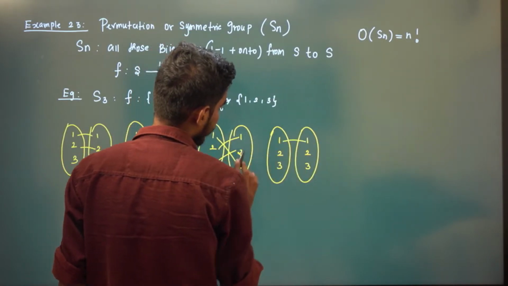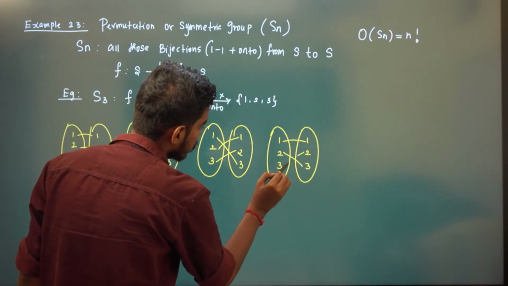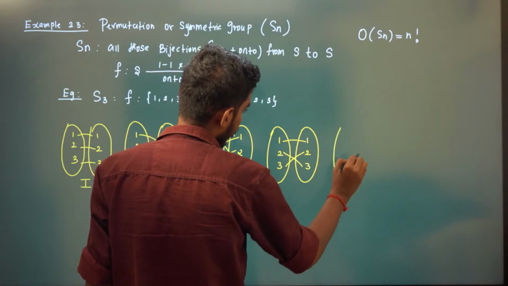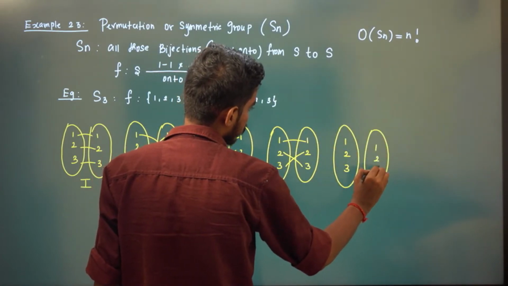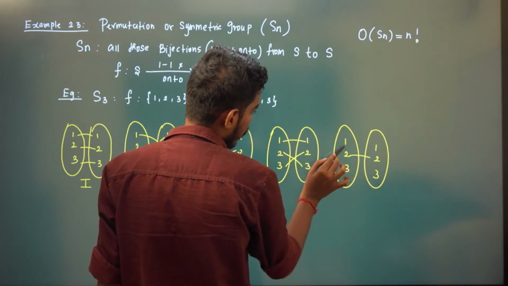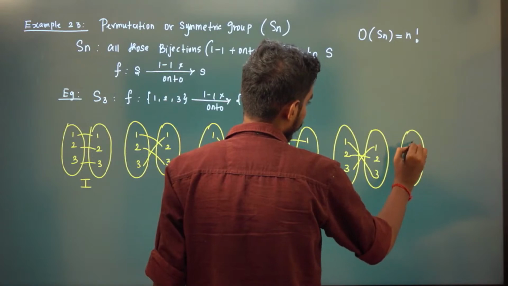Now the other three are: I'm going to fix 1 and shift 2 and 3. Now I'm going to fix 2. I'm going to transpose 1 and 3. Now I'm going to fix 3.